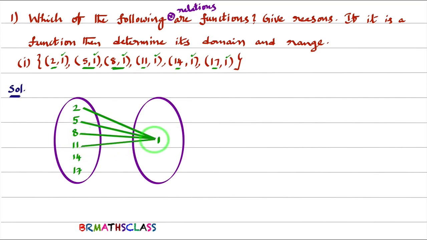11 is related to 1. 14 is related to 1, 17 is related to 1. Now, I have written this relation in arrow diagram form. Okay, now we need to check whether it is a function or not.